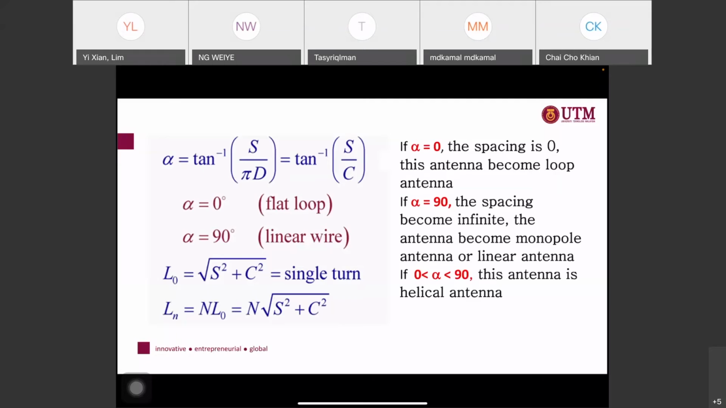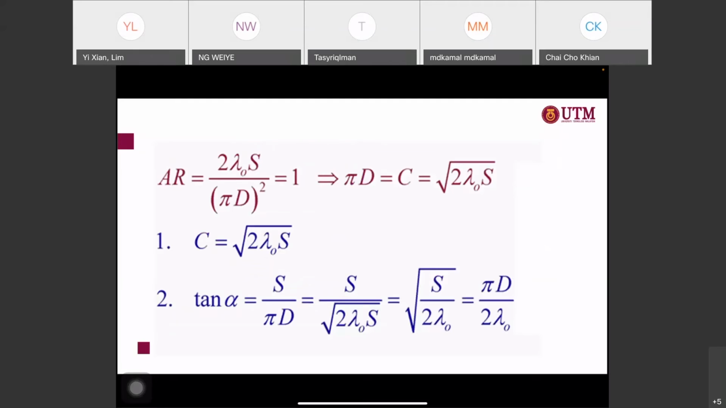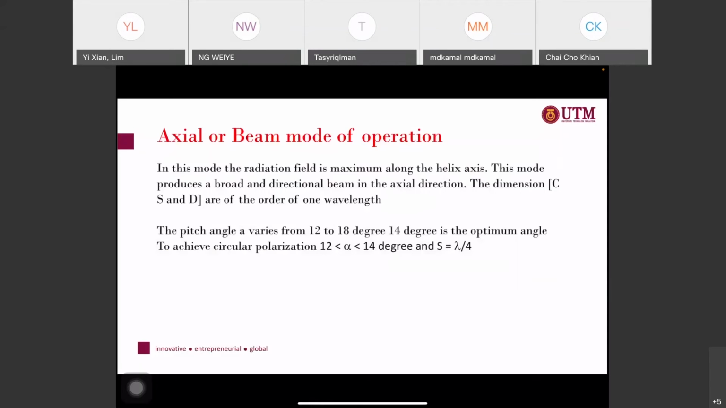This is different from the axial mode or end fire mode, because the pitch angle must be between 12 and 14 degrees only. So this is the axial ratio that you can find, and you can find C as well. For the axial beam mode operation, alpha should be between 12 and 14 degrees, whereas just now alpha was from 0 to 90. So it is a bit smaller in terms of degrees, and S is usually lambda over 4.